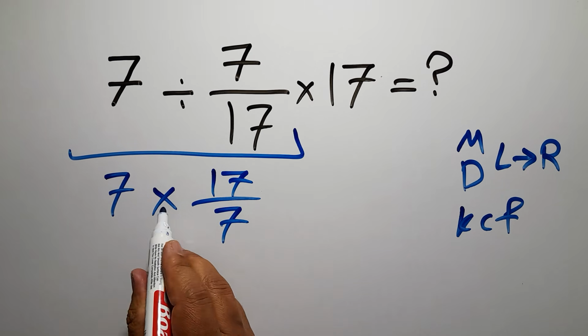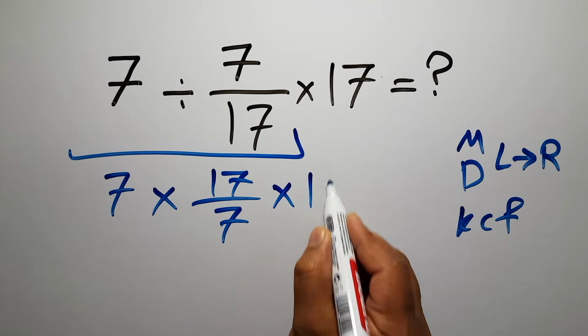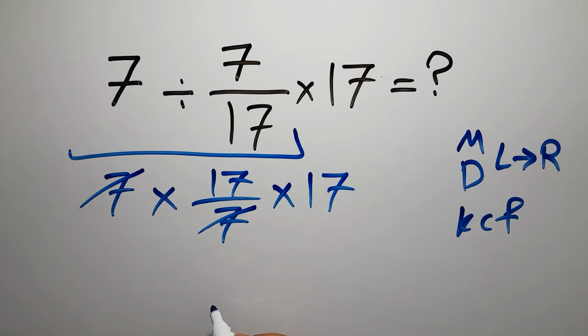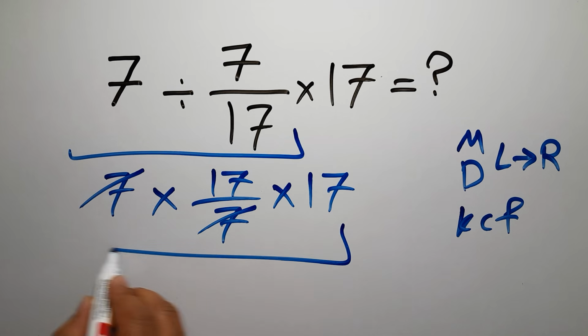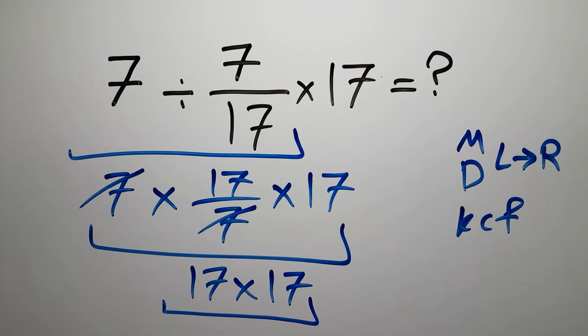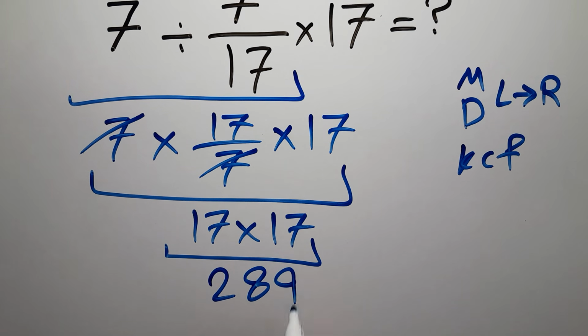So we have 7 times 17 over 7, then times 17. Now, this 7 and this 7 can cancel each other out. So we have just 17 times 17, which equals 289. And this is our final answer to this problem.